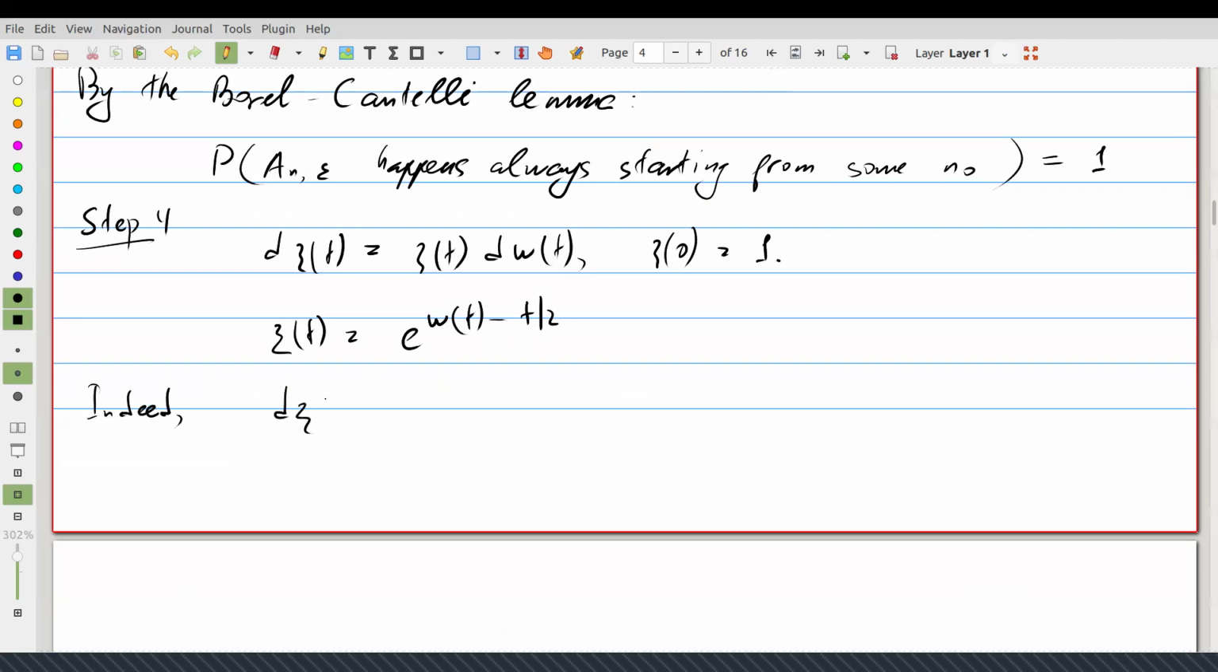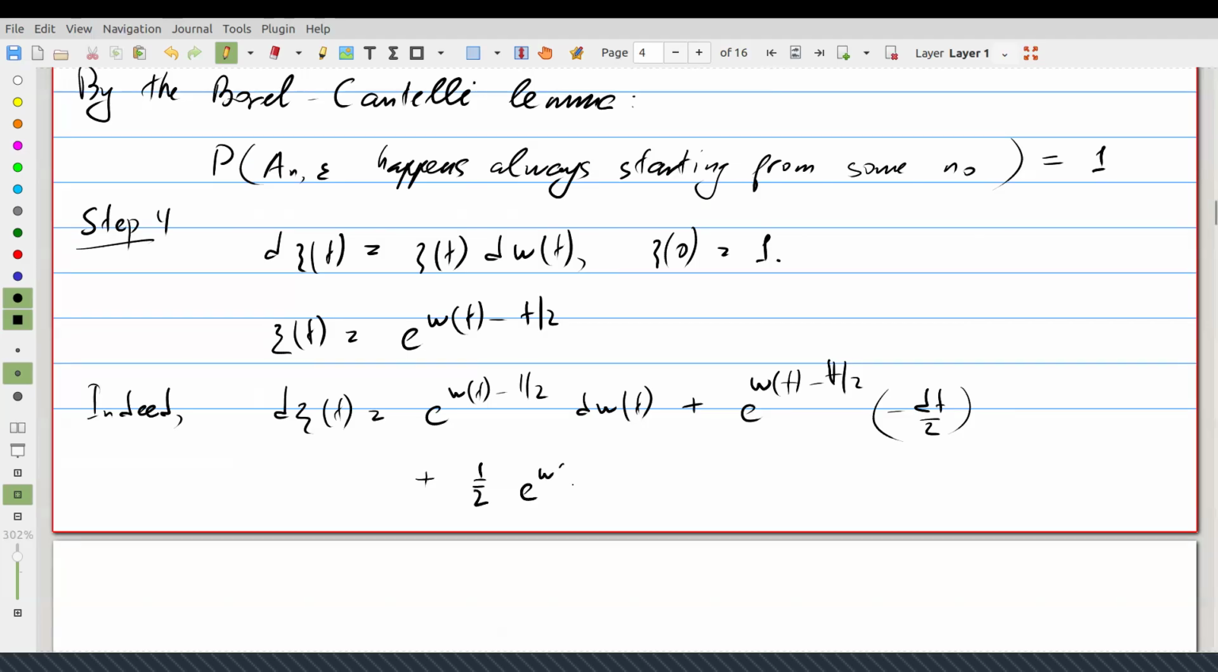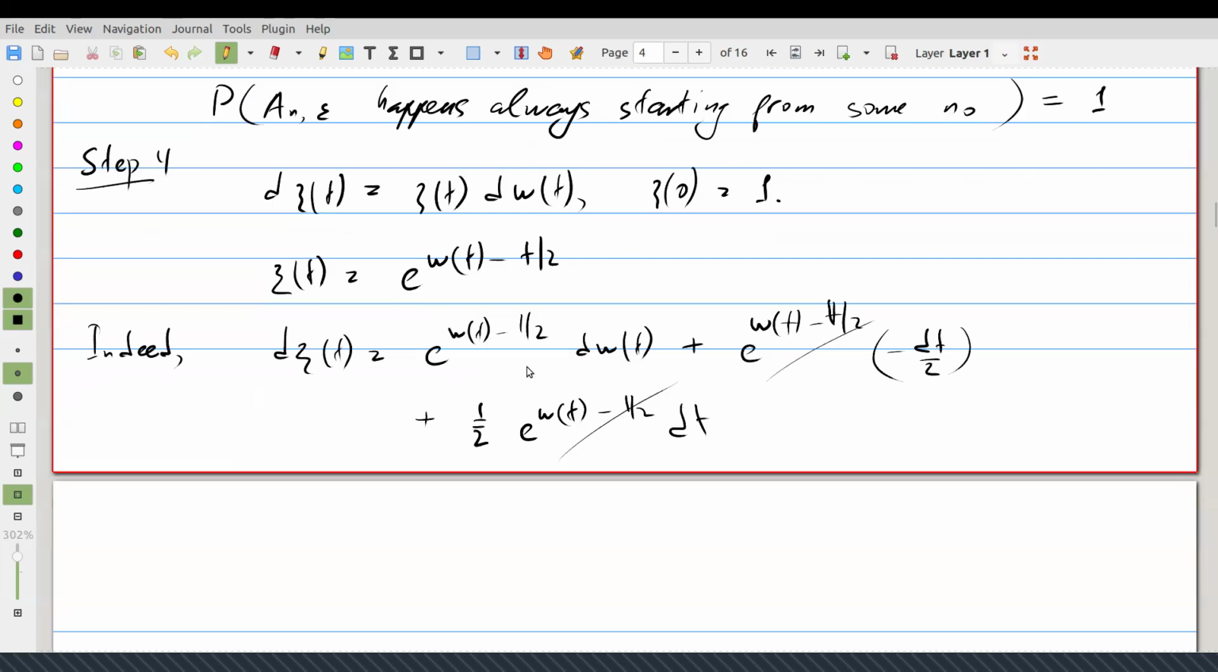Indeed, dψ(t) is the first derivative of the exponential times dW_t, plus the first derivative of the exponential, which is exactly the same exponential, times minus dt over 2, plus the correction, 1/2 the second derivative of the exponential, which again is the exponential, times dt. And this cancels. And this is just ψ(t) dW_t.